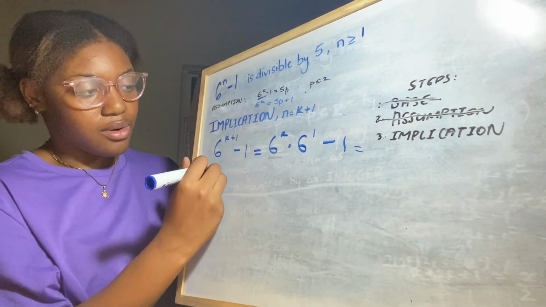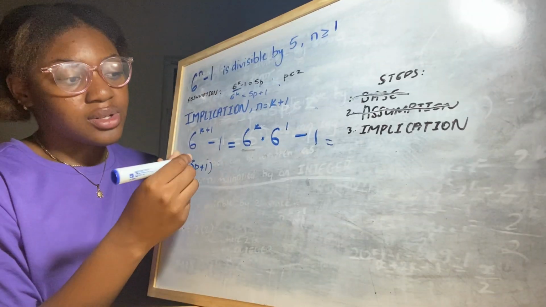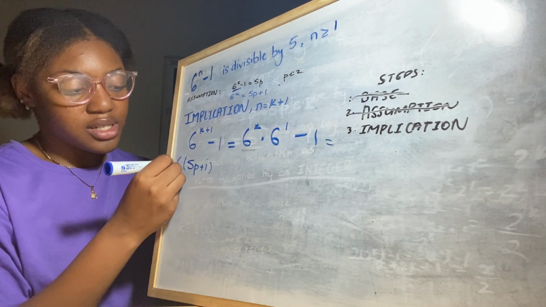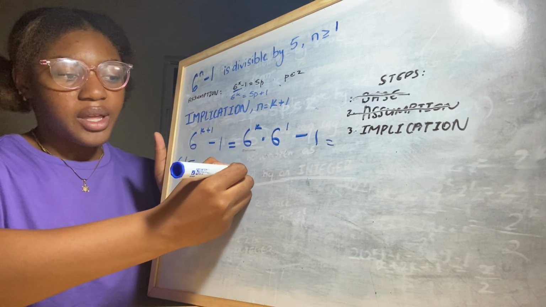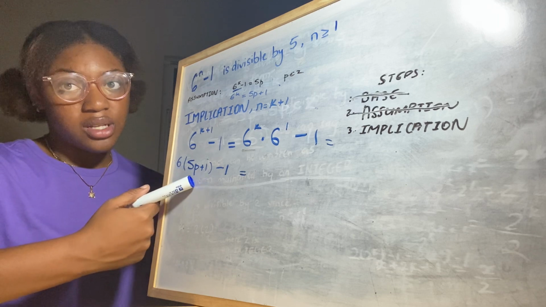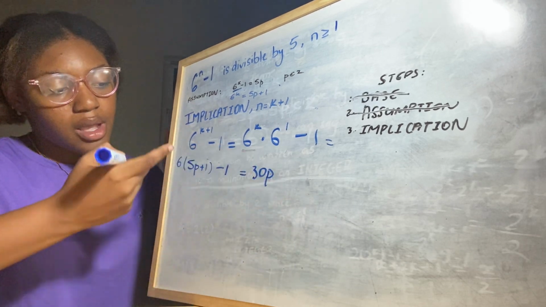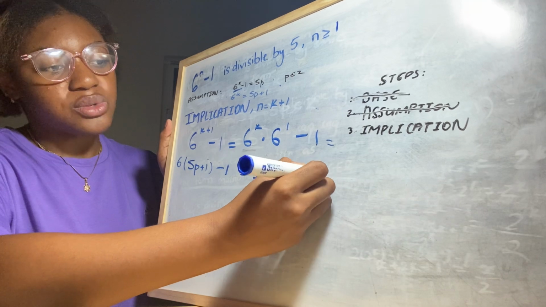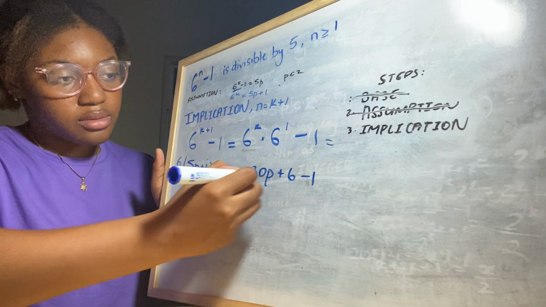So from here, we're gonna have 5p plus 1, and notice that it's being multiplied by 6 raised to the 1, which is 6. So I'm gonna put the 6 right here, and then we're gonna have subtract 1. From here, I'm going to expand this, so I'm gonna multiply 6 by what's in the brackets. So 6 times 5p would give us 30p. 6 times 1 would give us 6. So that's plus 6. And then we'll have minus 1. 6 minus 1 would be 5.